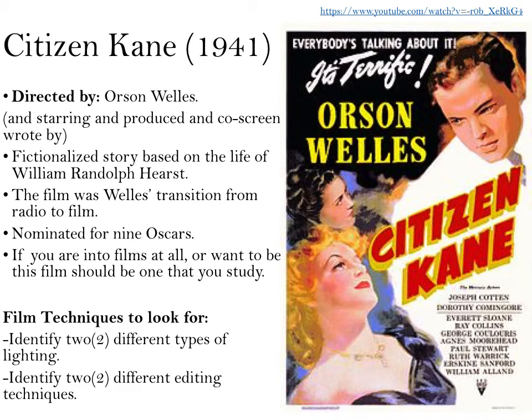Moving on to 5. We have Citizen Kane, directed by Orson Welles. He also starred and produced and co-wrote it. It's a fictionalized story based on the life of William Randolph Hearst. The film was Welles' transition into film from radio, and it was nominated for 9 Oscars.